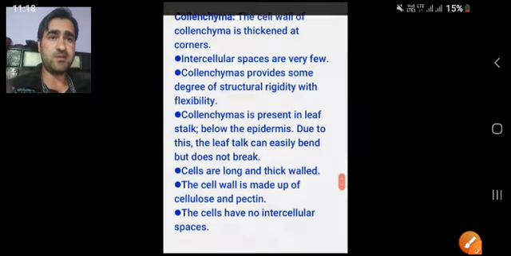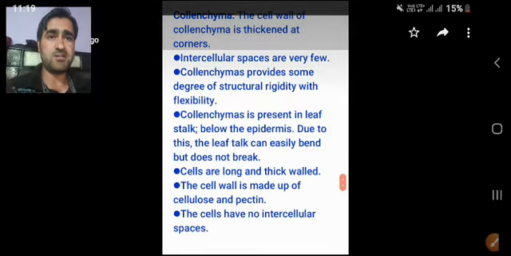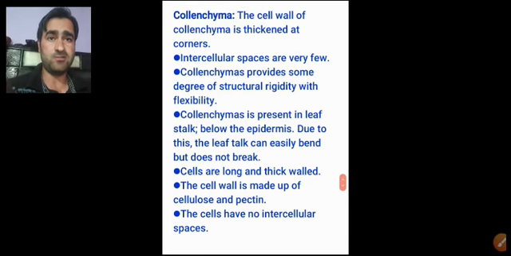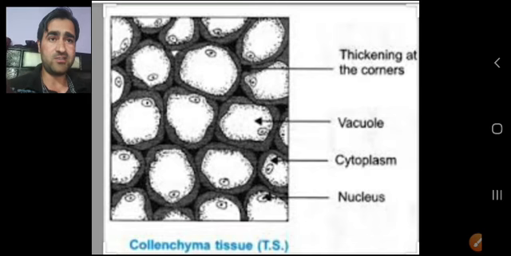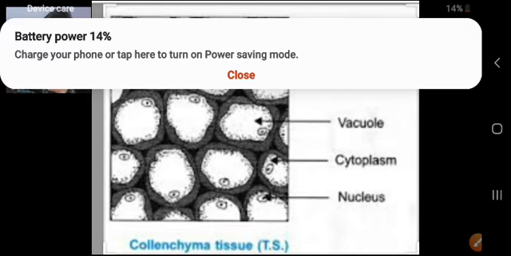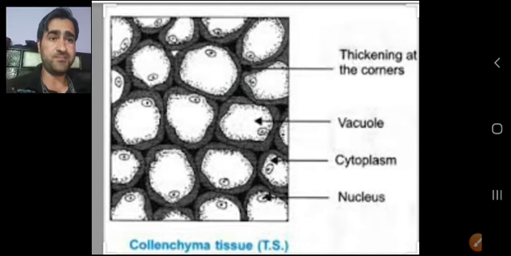Then we have the second type of simple permanent tissue, that is collenchyma. Collenchyma tissue or collenchyma cells. The cell wall of collenchyma is thickened at corners. It is like this, thickened at the corners. You will find again vacuoles are present, cytoplasm and the nucleus. This is one of the transverse sections of a collenchyma tissue.